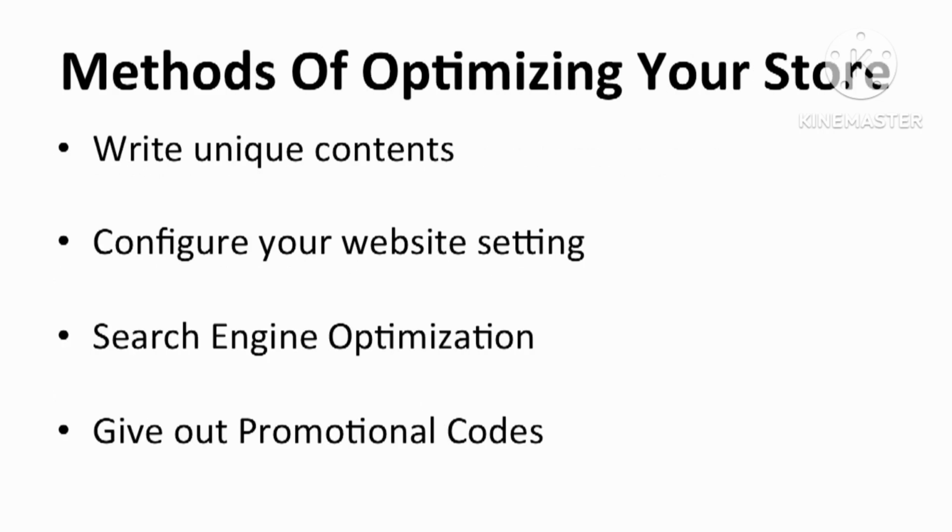There is no one-size-fits-all strategy to optimizing your online store because different types of stores require different methods. You need to have a few strategically planned methods to improving your web presence. I've listed out a few methods that will help you optimize your Shopify store and achieve higher ranking and more traffic, and they are: write unique contents, configure your website settings, search engine optimization, and give out promotional codes. Let's have a look at each method one by one.